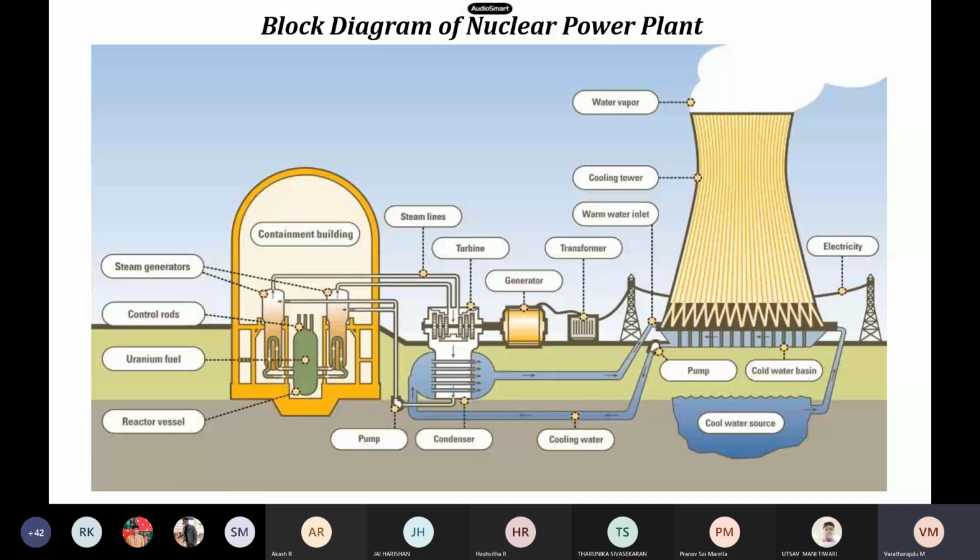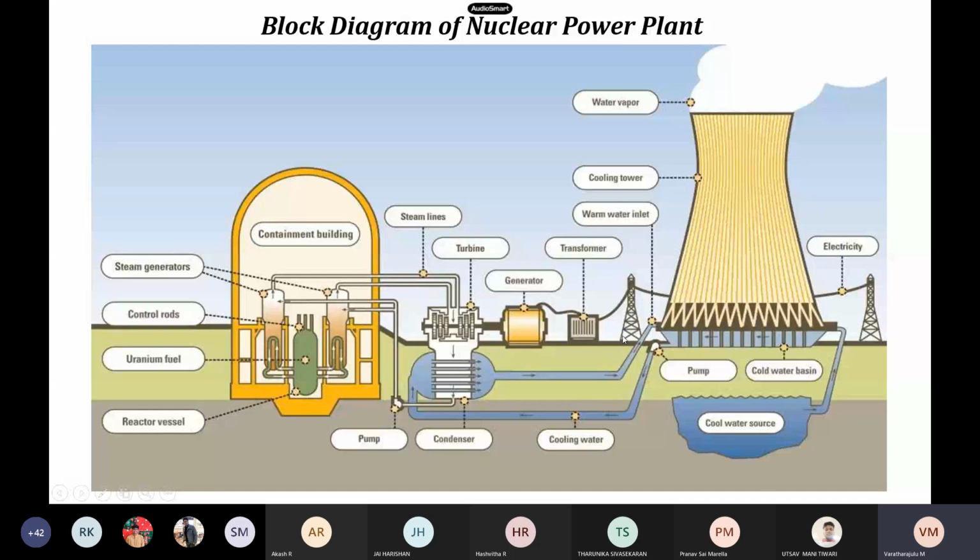And see here, we have the steam generator and the control rods and fuel rods, which are kept in the containment building and the reactor vessel. And here, see the steam lines. These steams are generated and transferred to the turbine through the steam lines. Here the turbines or prime movers are connected with the generator and generate power through the transformer. We are transferring the power from one end to another.